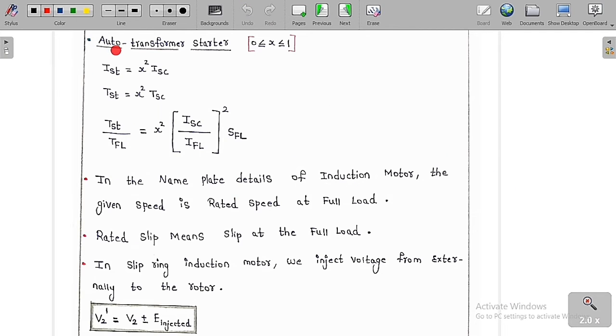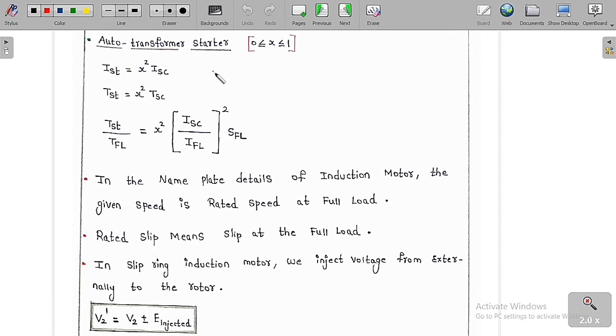Now we'll discuss another thing, which is called the auto transformer starter. Here we take the tappings of the auto transformer, and we have to take a numerical value. So x is going to lie between 0 and 1. Then the starting current is equal to x squared times the ISC, and TST is equal to x squared times the TSC.